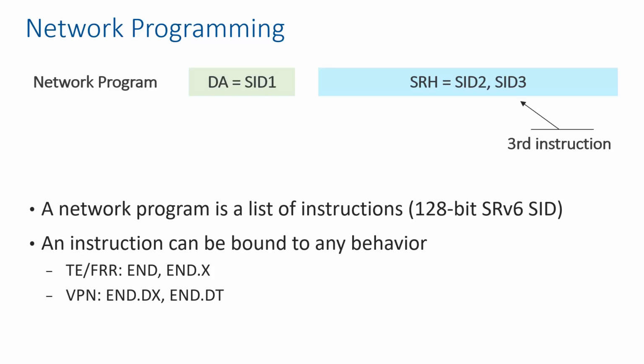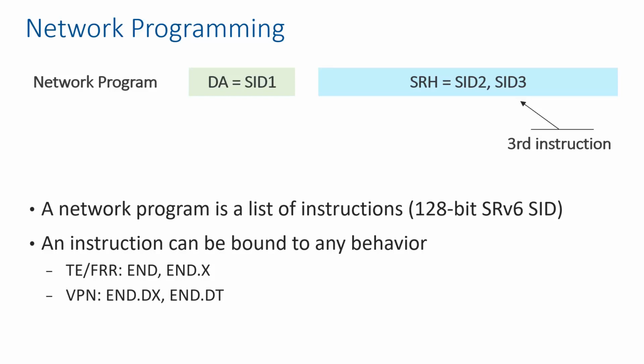As we will see, it's very likely that the network program can be expressed with one single instruction, in which case the lone instruction will only be in the destination address, and actually you will not need a segment routing extension header.